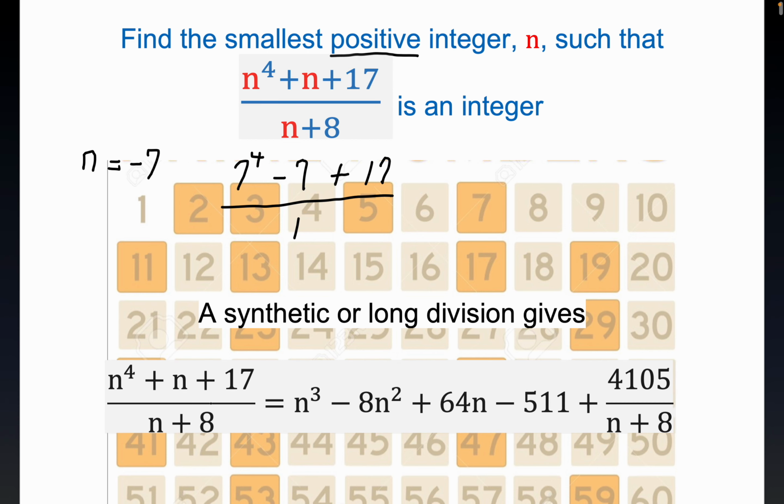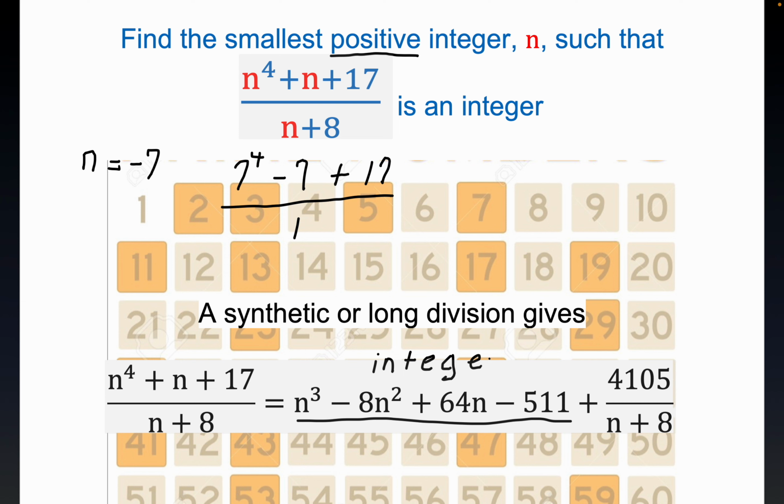When you do this division, you end up with n cubed minus 8n squared plus 64n minus 511 as your quotient, and then 4105 over n plus 8 as your remainder. Now notice that this quotient is guaranteed to be an integer, just by closure. So really the only thing we're interested in is the remainder over the divisor. So this is guaranteed to be an integer for all choices of n.